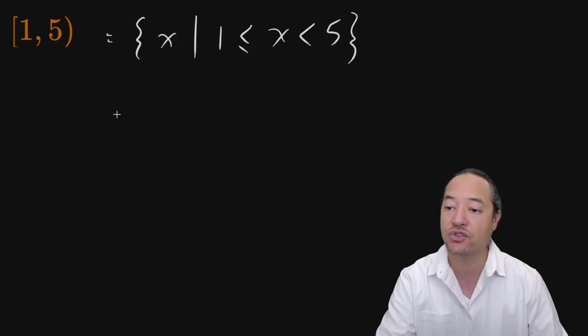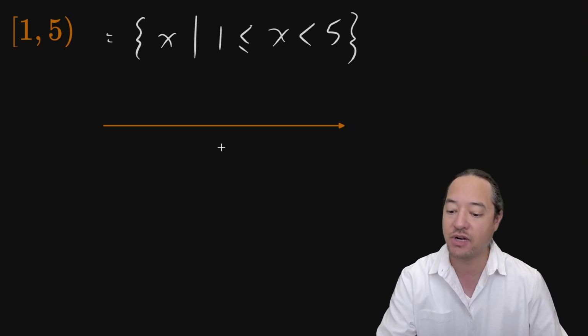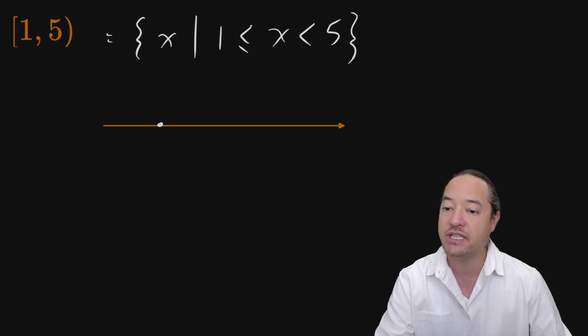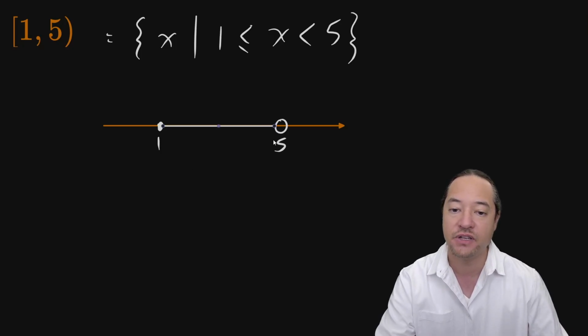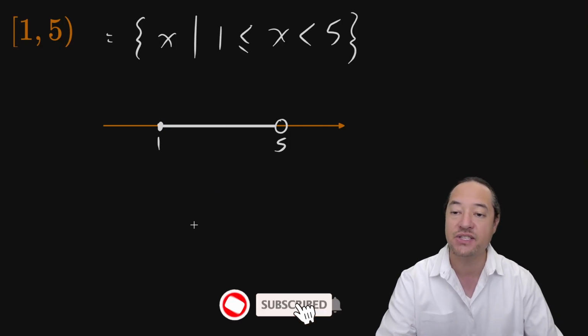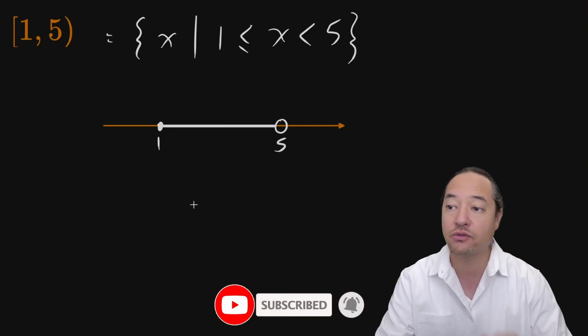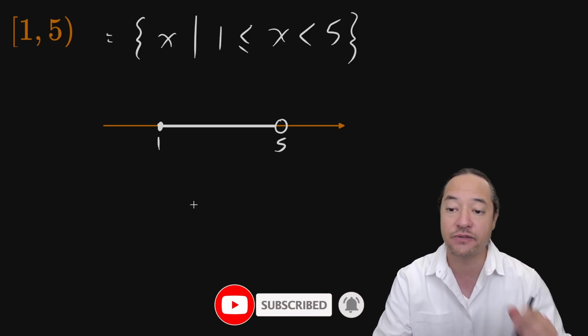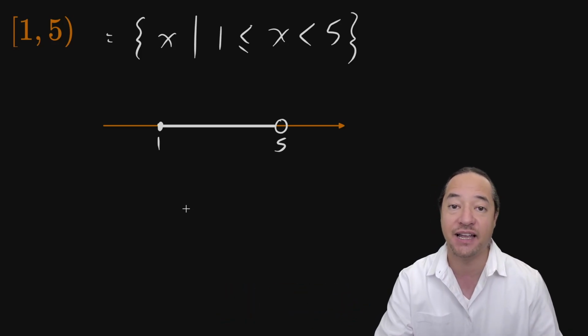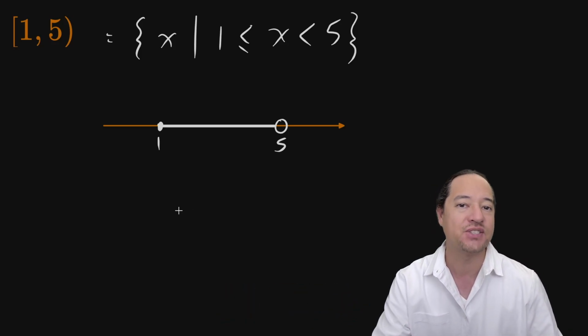Now, if we were to describe this using a number line, we could put down a point here for the number 1, and then it's going to go out to the number 5, and then we're going to have to fill in everything between it. So there we go. This is going to be the graphical representation of this interval going from 1 to 5. Hopefully you got that one. Let's try the next.